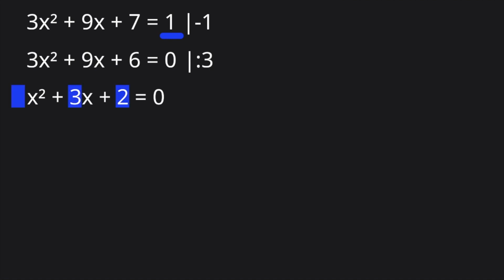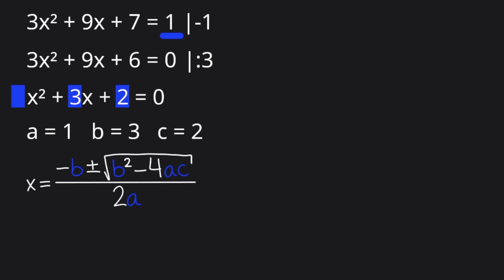Now we need to identify the variables a, b, and c. In front of the x squared there isn't a number, but that's the same as if we would multiply the x squared by 1. So a is 1, and then b is 3, and c is 2.